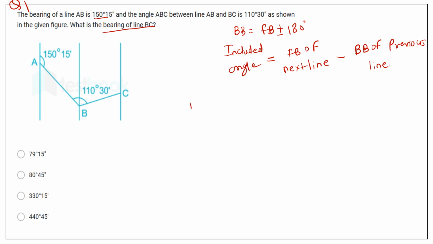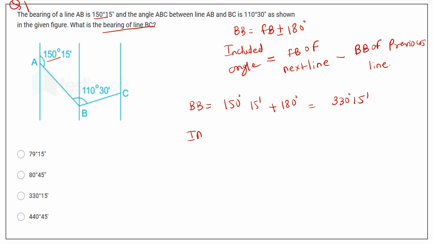First, the back bearing. This is the fore bearing for line AB, so 150 degree 15 minutes. Here we take plus, because if the fore bearing is less than 180 degree, then take the sign as positive. If the fore bearing is more than 180 degree, then take the minus sign. So here plus 180 degree. So the answer is 330 degree 15 minutes.